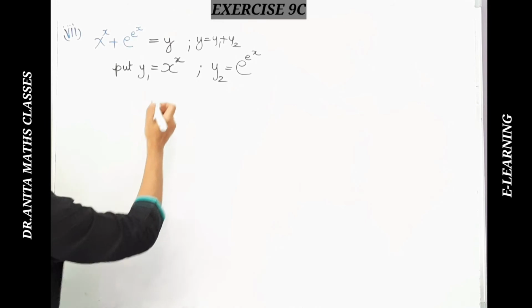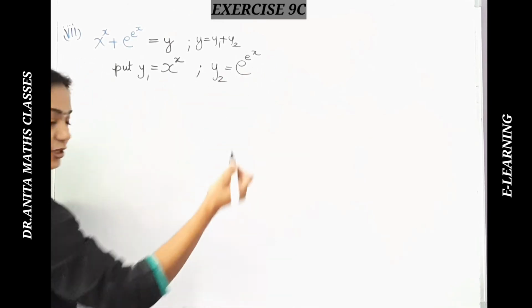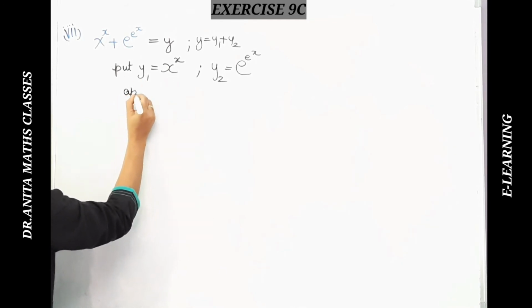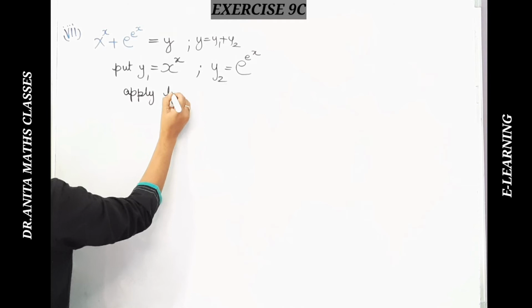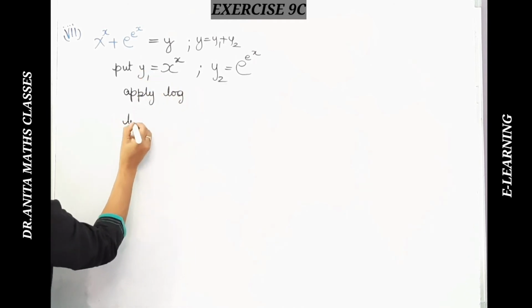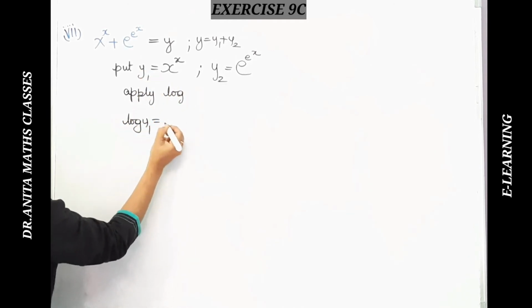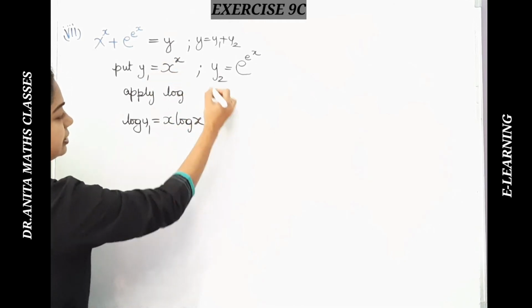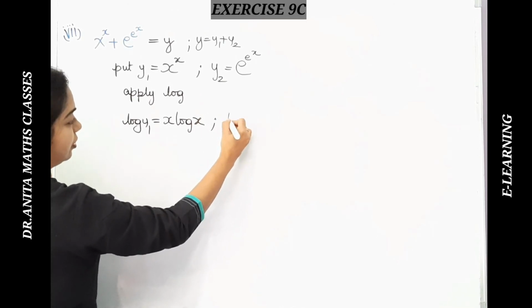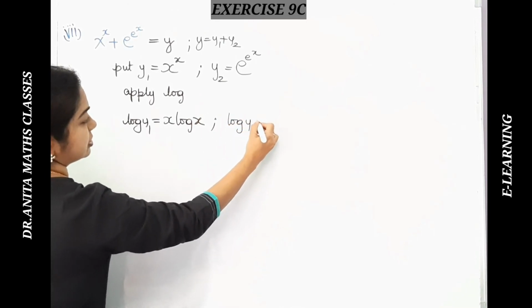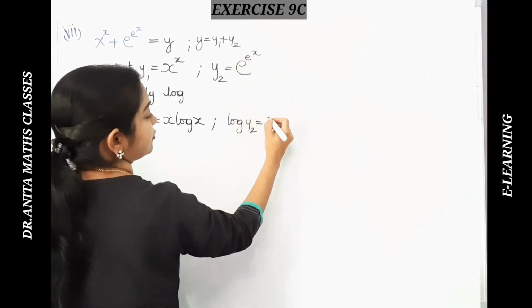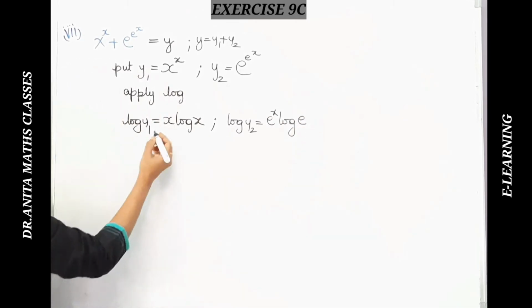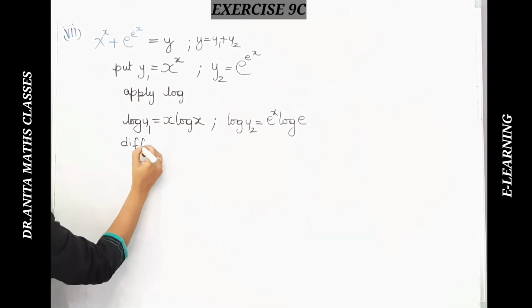Before differentiating, when there are exponents, we use logarithmic functions. So applying log on both sides, log of y1 equals x log x. Similarly, log of y2 is equal to e raised to the power of x times log e, natural logarithm. Now we will differentiate with respect to x.